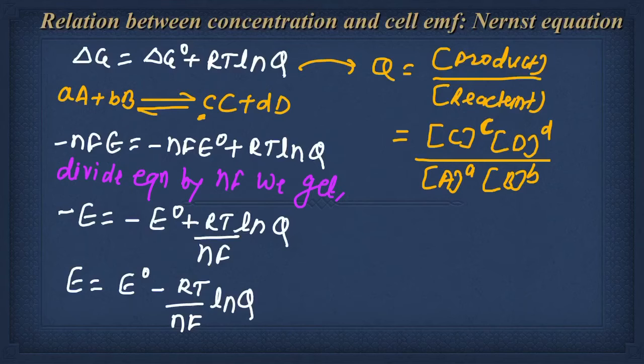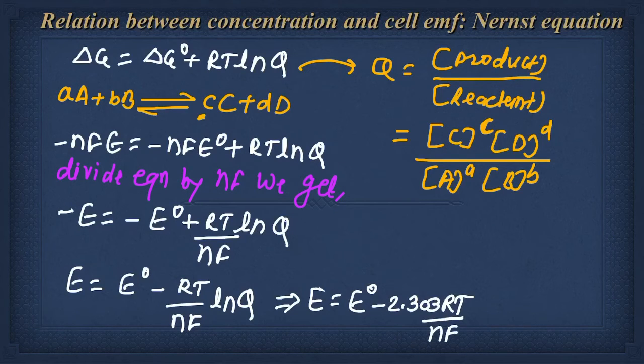Now convert this ln to log, so we get E is equal to E standard minus 2.303 RT by nF log Q. We write 2.303 when we convert ln to log. So this is the equation we got when we put the nFE values instead of delta G. Finally we got the relation between the cell EMF and the reaction quotient.